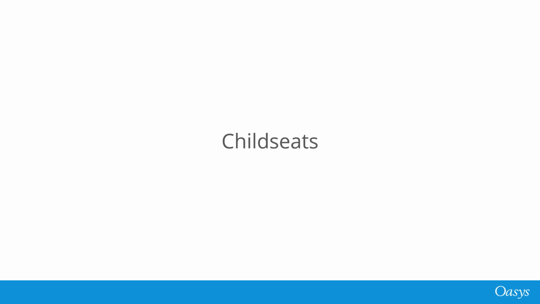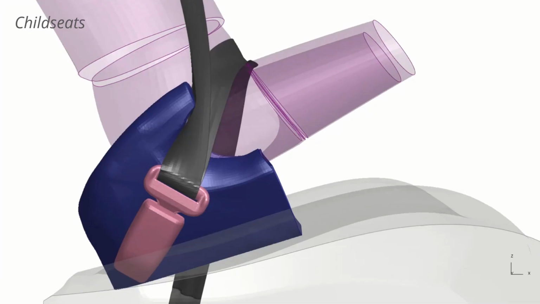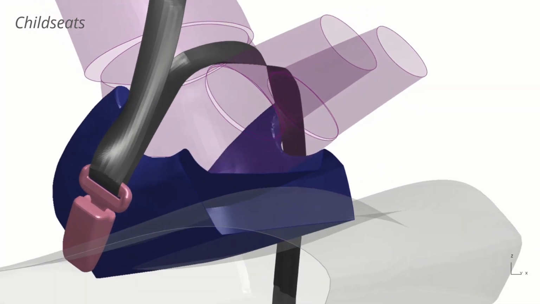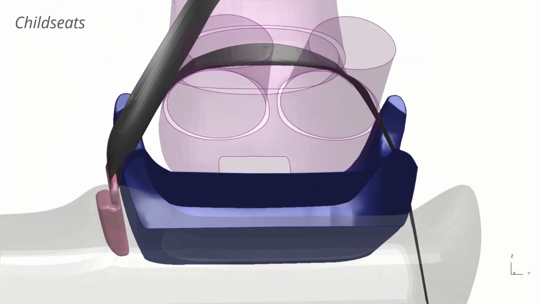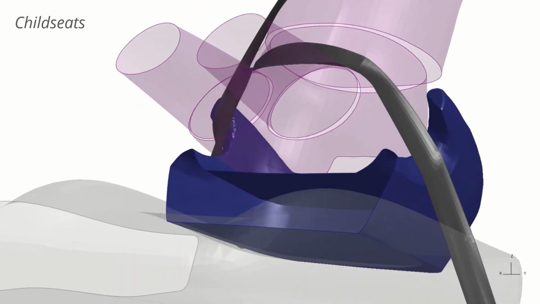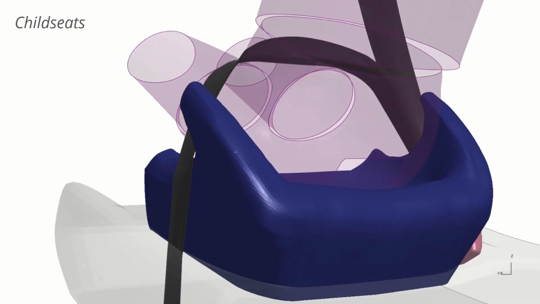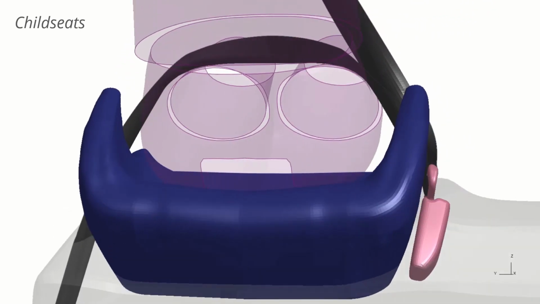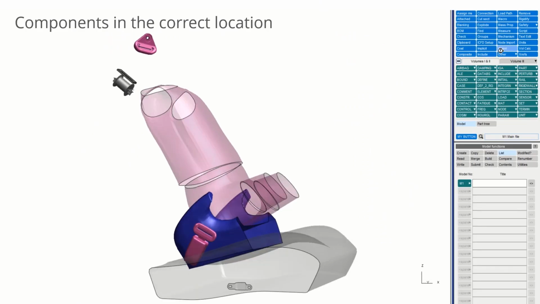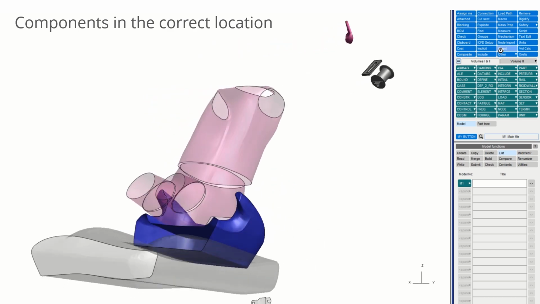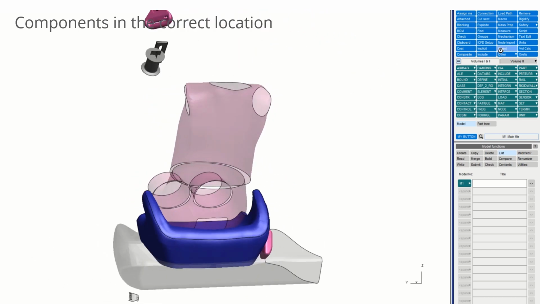Next, let's take a look at fitting a belt over a child seat. In the next demonstration, we're going to fit a belt over a simple version of the Q10 dummy sitting on a typical booster seat at the back of the vehicle. We're going to use a simple model of just the minimum components meshed in the correct location.